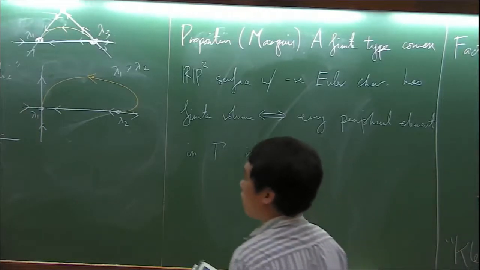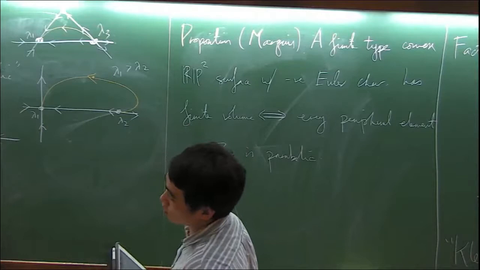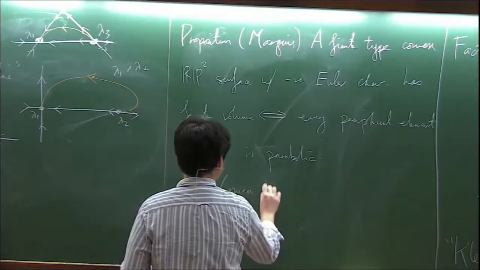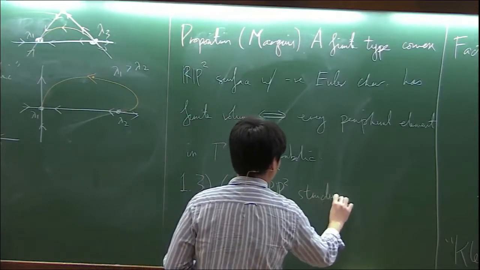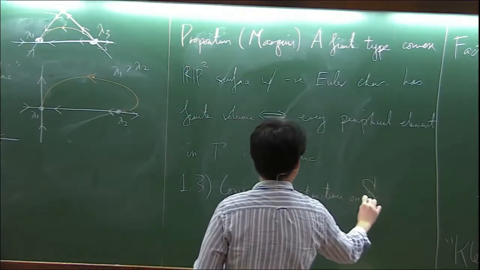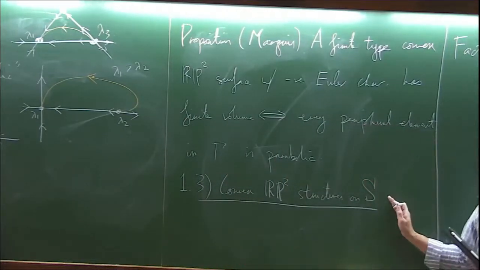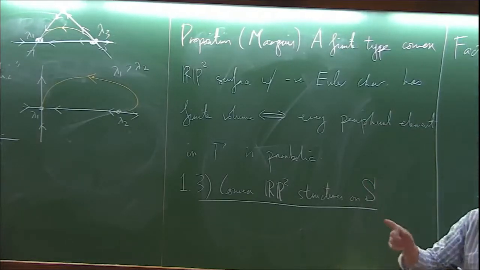Okay, so that's all I want to say about convex RP2 surfaces for now. Right, next, we're going to talk about convex RP2 structures on S. Okay, so recall again that S is an orientable finite type surface with negative Euler characteristic.